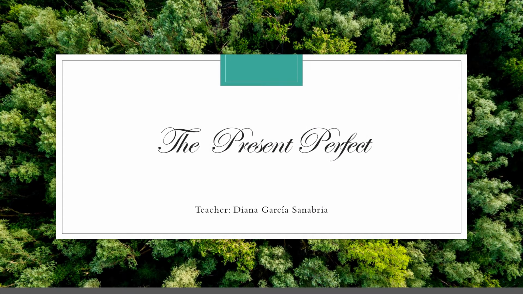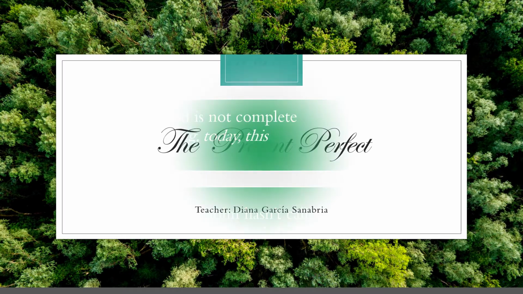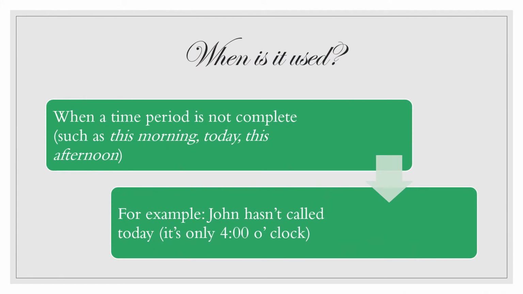Hi everybody, today we're going to be reviewing the use of the tense called the present perfect. When is it used? When a time period is not complete, such as this morning, today, this afternoon. For example, John hasn't called today. It is only 4 o'clock. I can express this situation with present perfect because today is not over, okay? And I'm still waiting for this to happen.